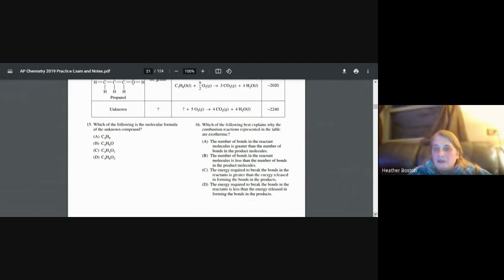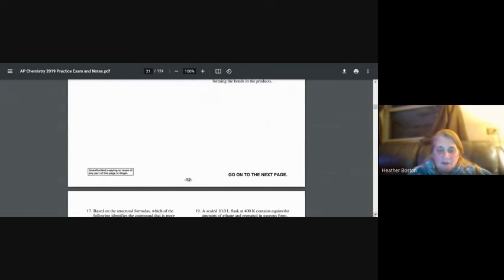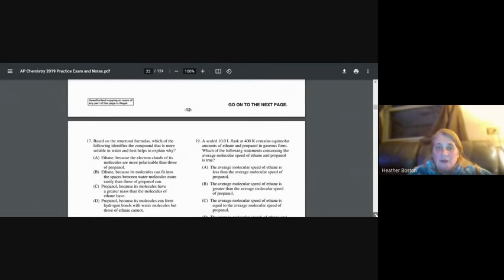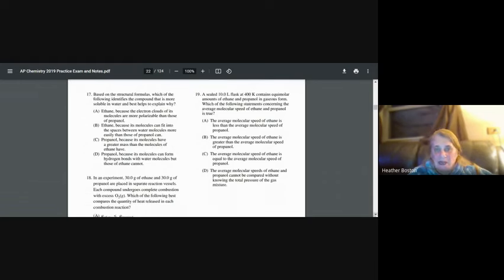Why are they exothermic? Well, remember, you have to add energy to break the bonds in the reactants, and you get energy back when you make the bonds in the products. Obviously, you get more energy back when you make the bonds in the products. That's what makes it exothermic. So the correct answer is D. So that's basically, do you know that it's endothermic to break bonds and exothermic to make bonds?